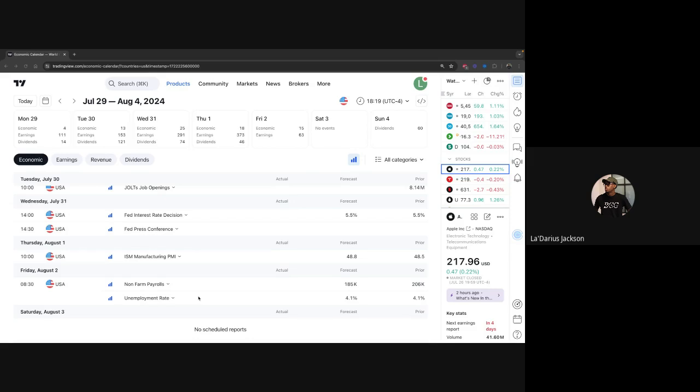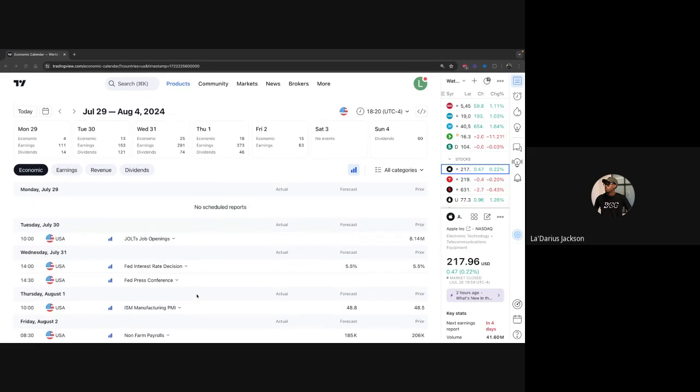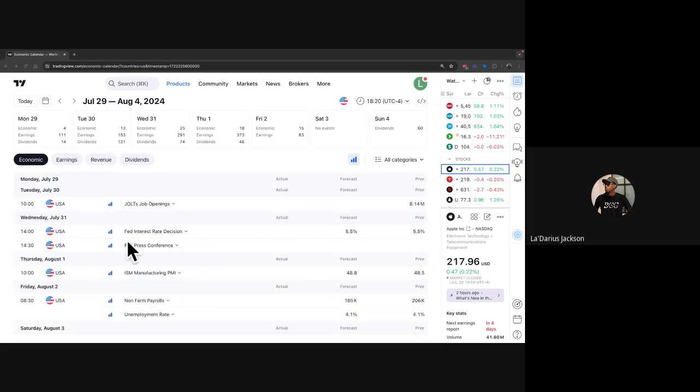I've heard Jerome Powell say that inflation doesn't have to be at the 2% mark to cut rates. So I think that's why everyone is gunning for September. So nothing too major this week aside from this right here, the Feds. I'll always pay attention to this.